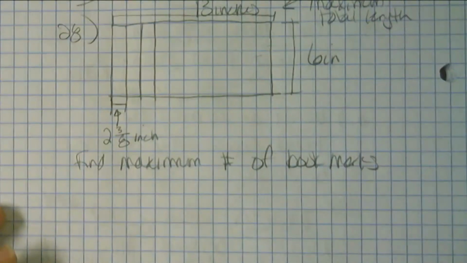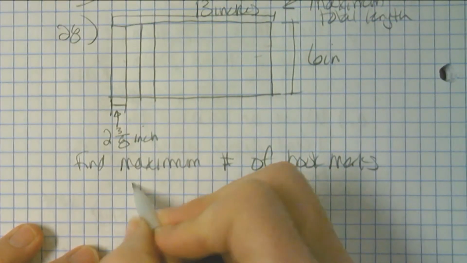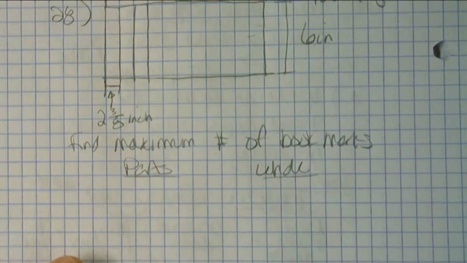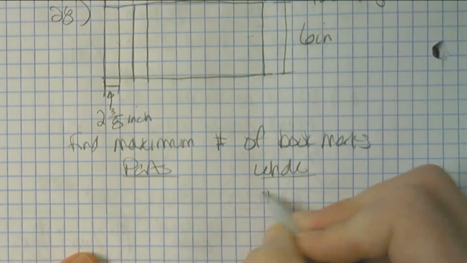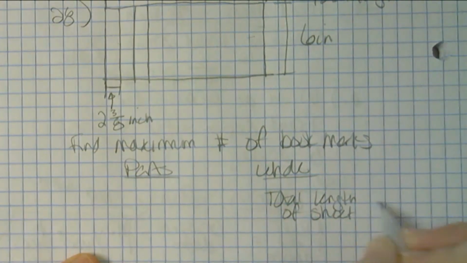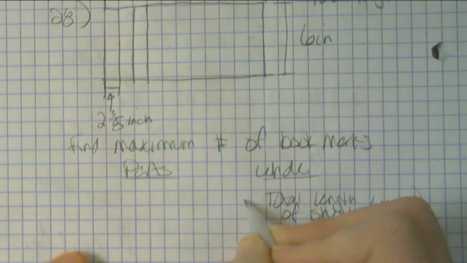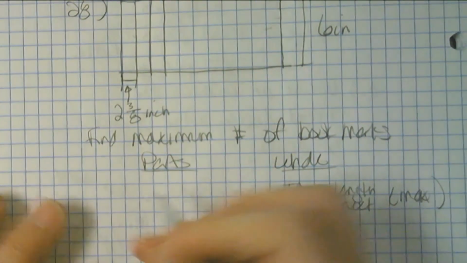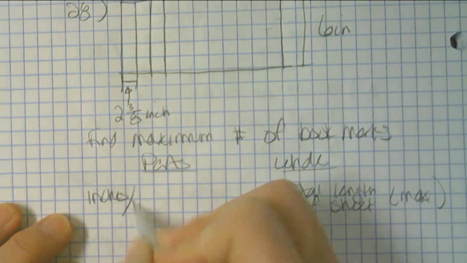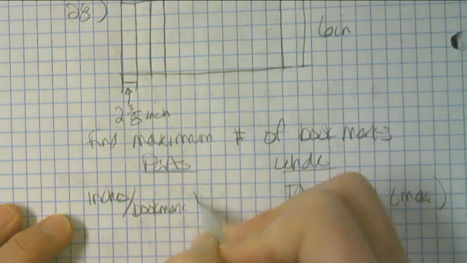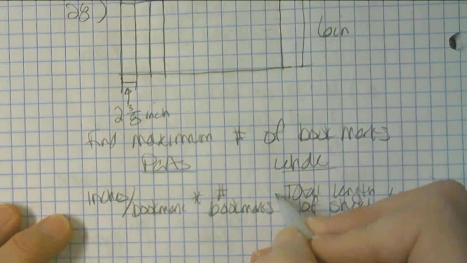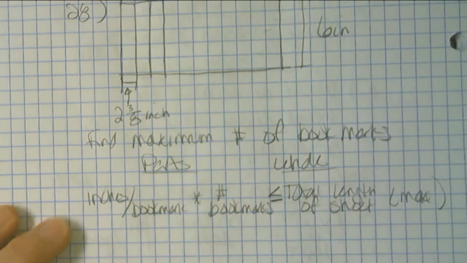All right, so if I was to write a game plan here, my parts are my actual, my whole is my maximum, or my minimum. Well, I have my total length of the sheet, and this is a maximum. Well, my parts are the inches per bookmark times the number of bookmarks. If I add all those up, they have to be less than or equal to my maximum length.